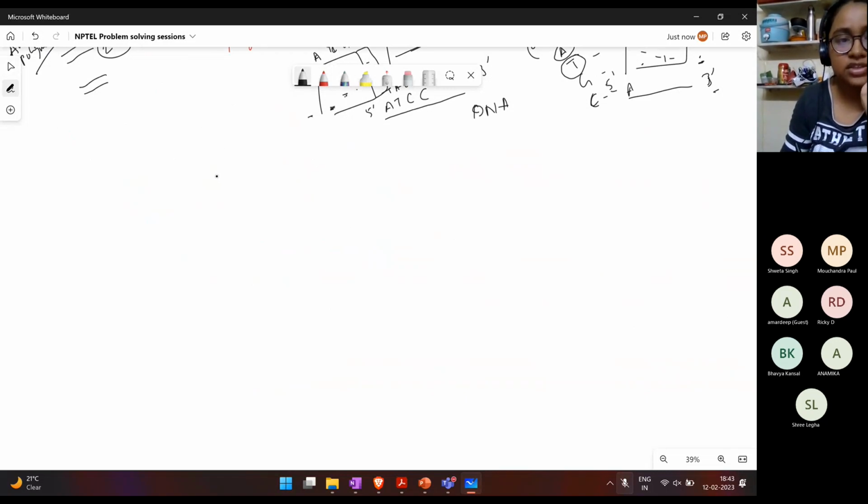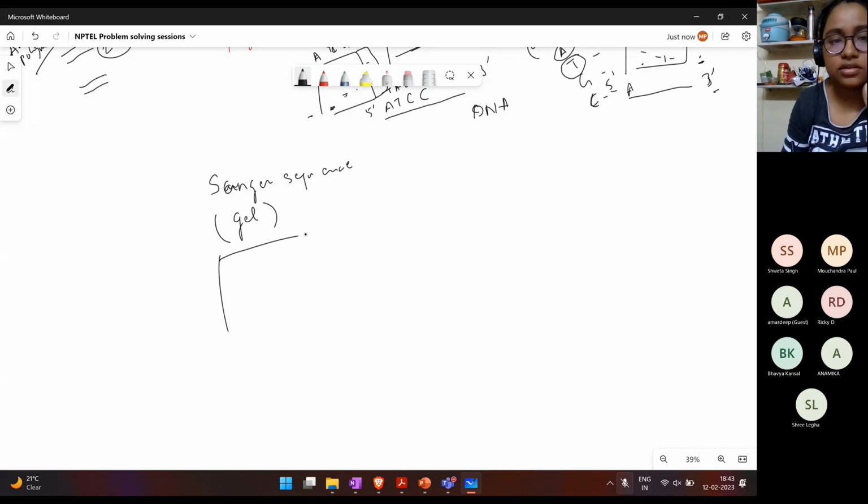Your Sanger sequence. If you are not able to understand my handwriting, please let me know. No, it's fine. So you're given a gel, right? This is the gel you're given, and these are your columns for A, T, G, C, and the DNA bands are at different positions. You read the DNA bands from the bottom to the top, in this direction.